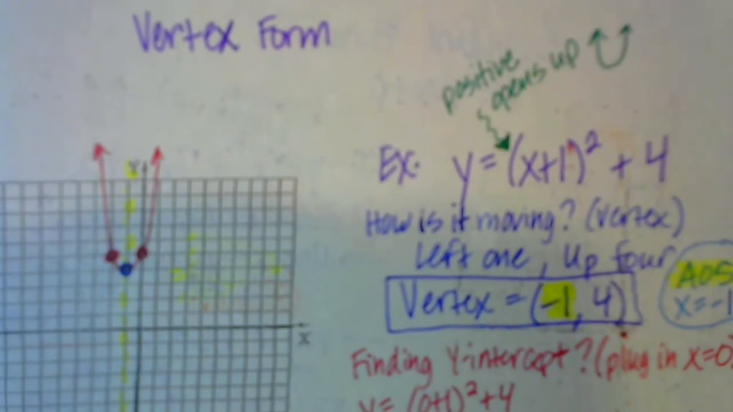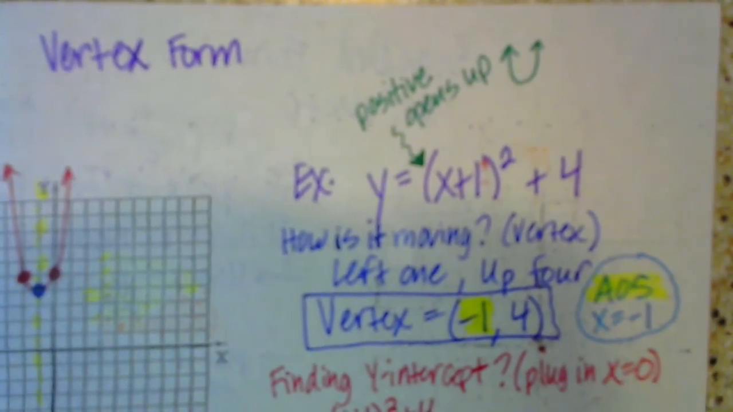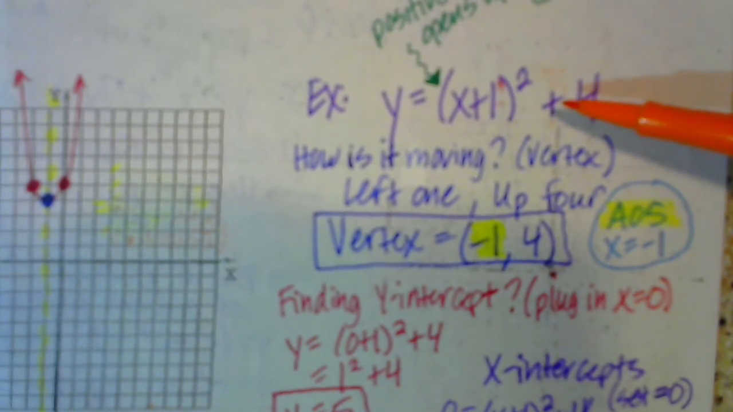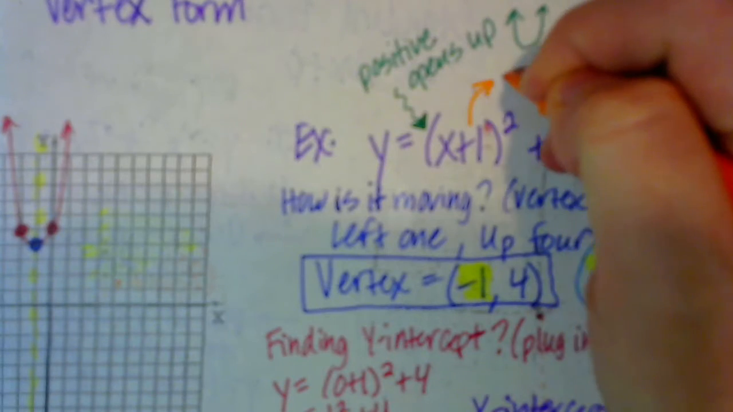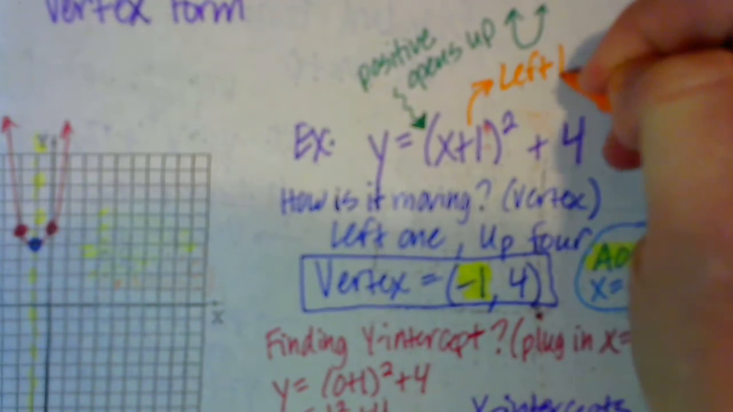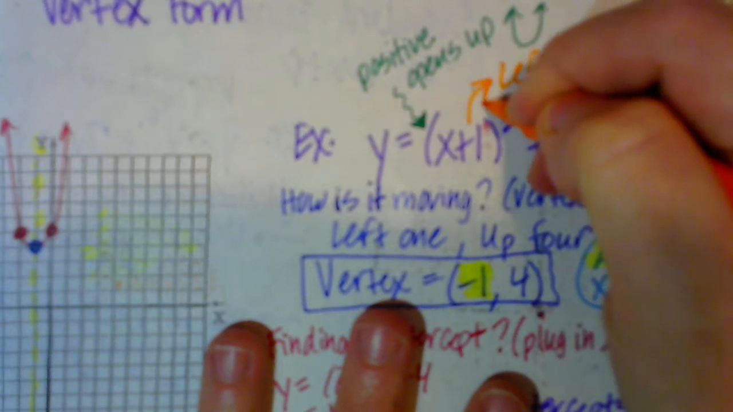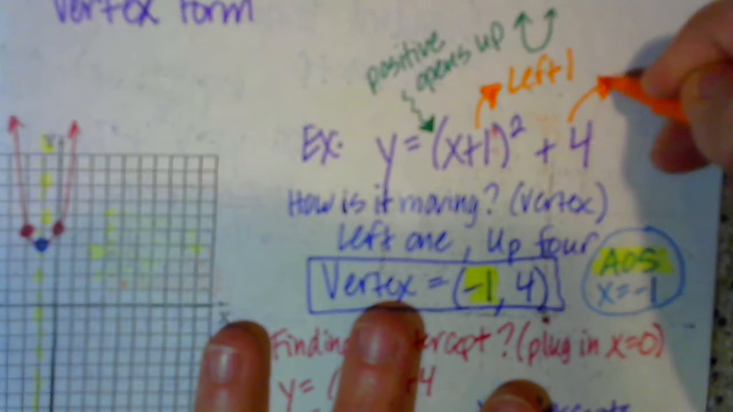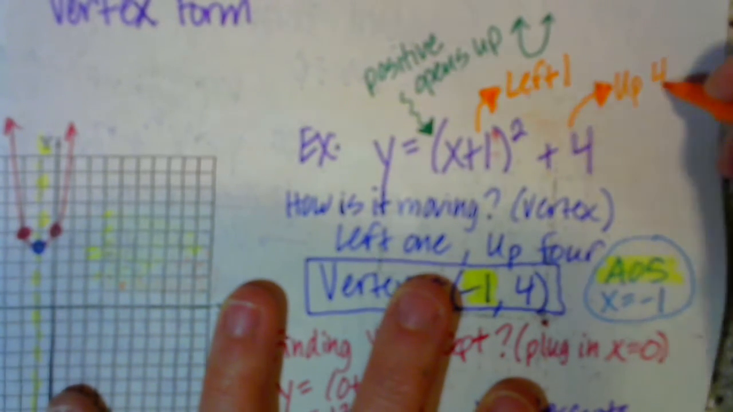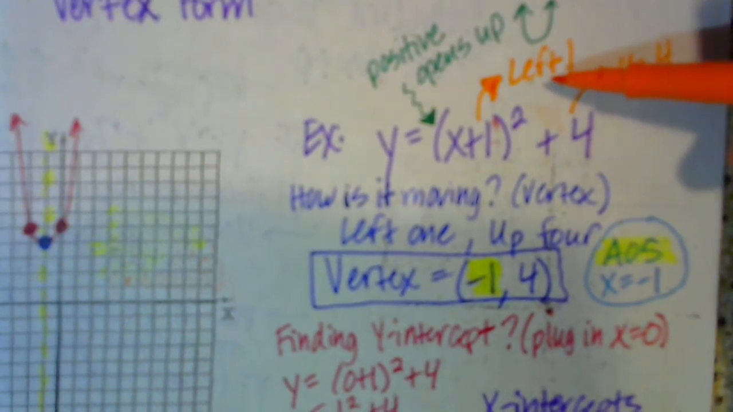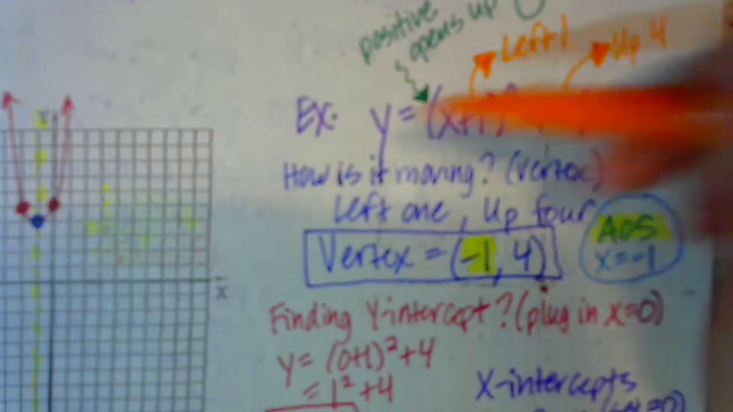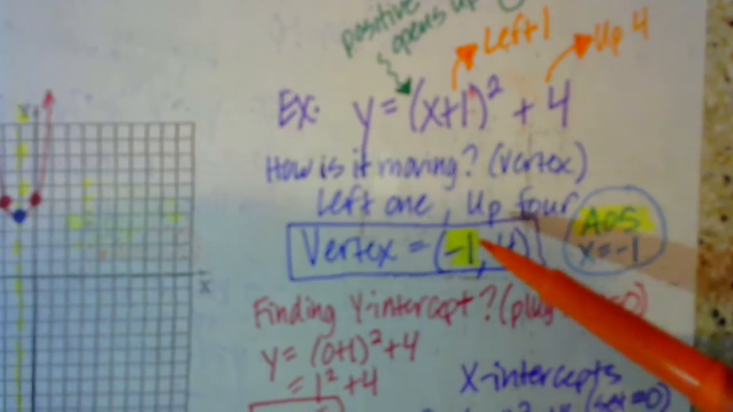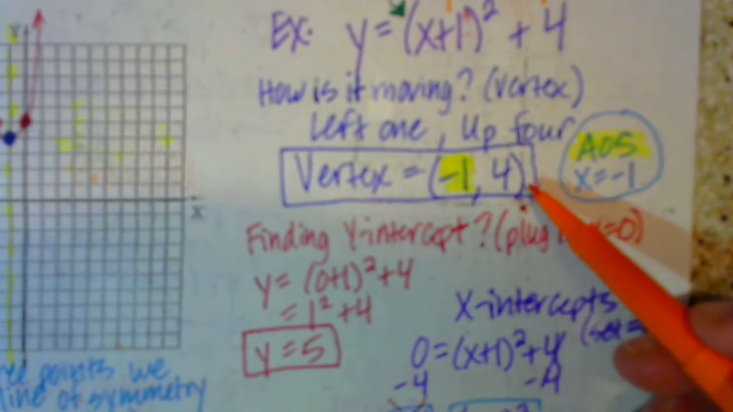So here's a vertex form example. Here's my equation. I can see from this equation that it goes left 1. That means moving left 1. This means up 4. So if I move to the left 1 and up 4, that tells me my vertex. So my vertex would be negative 1, 4.